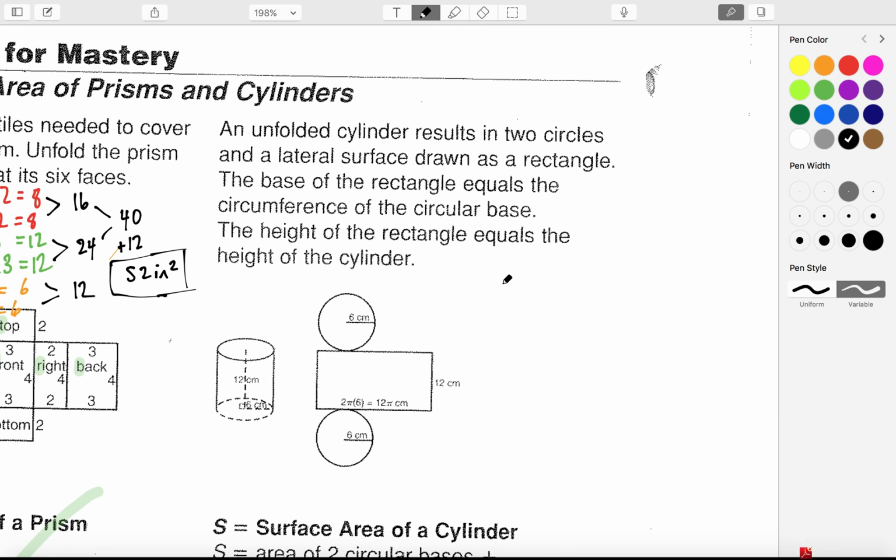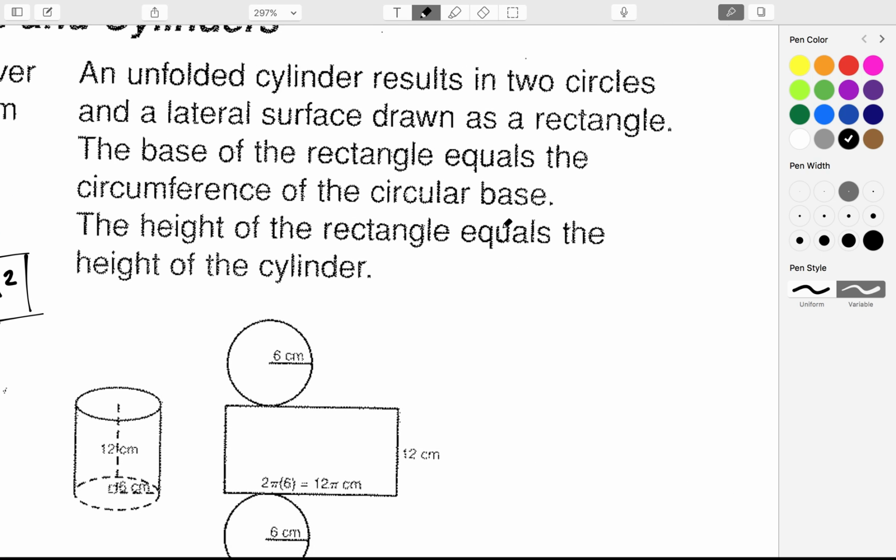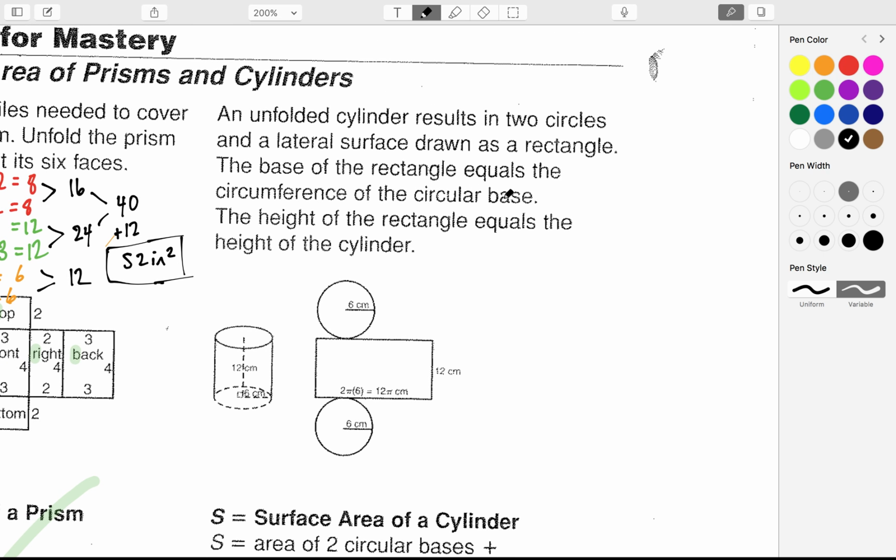An unfolded cylinder results in 2 circles and a lateral surface drawn as a rectangle. The base of the rectangle equals the circumference of the circular base. The height of the rectangle equals the height of the cylinder.